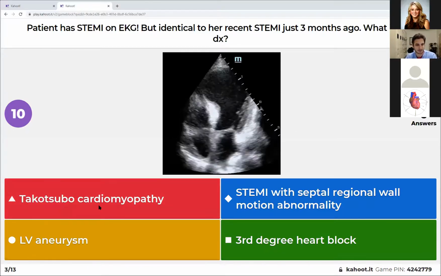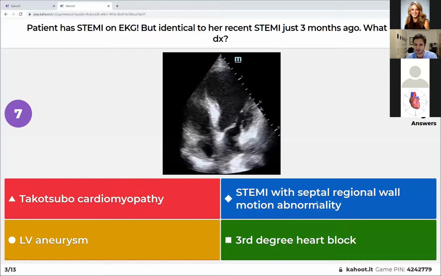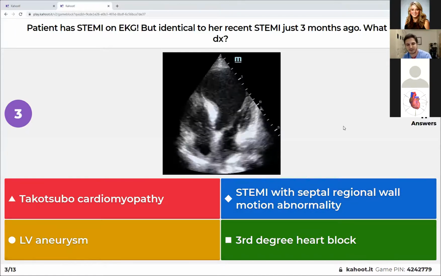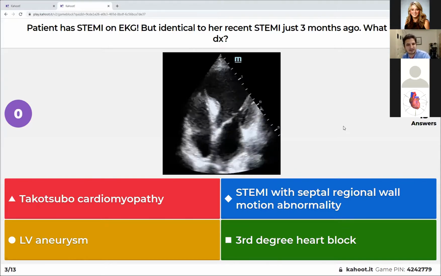Is this a Takotsubo? Is this STEMI with a regional wall motion abnormality? Is this an LV aneurysm? Or is this a third-degree heart block? Yeah, sure. You want to talk us through what we're seeing on this picture?